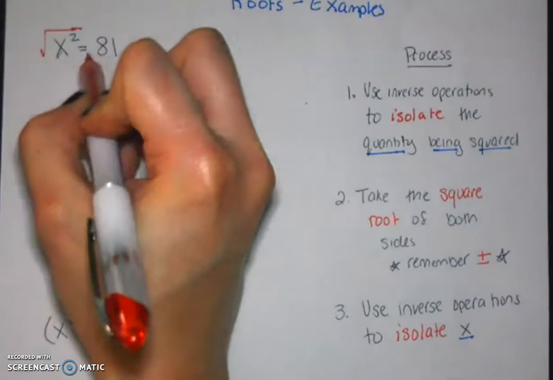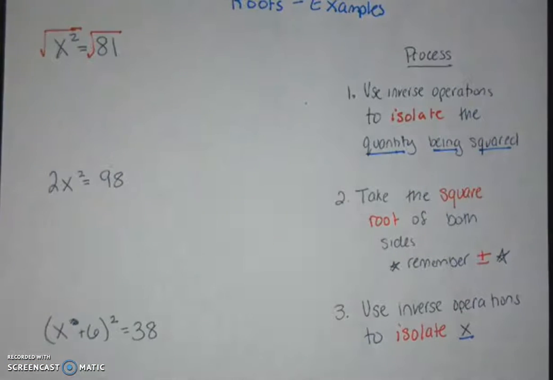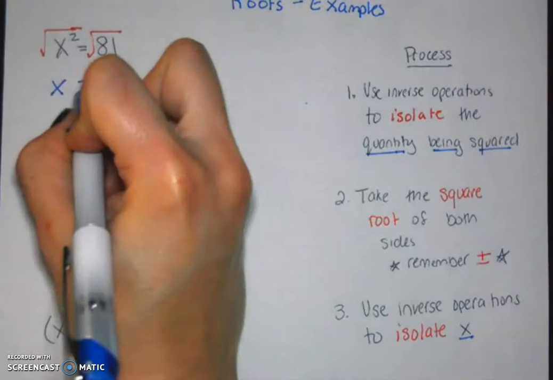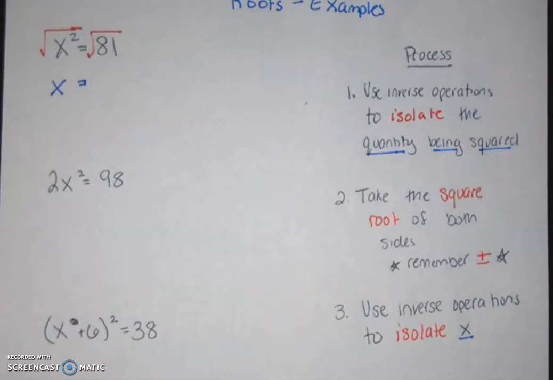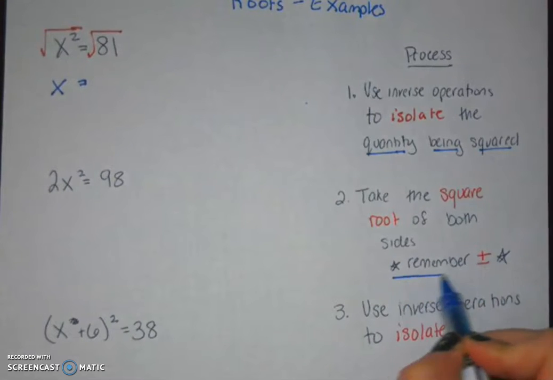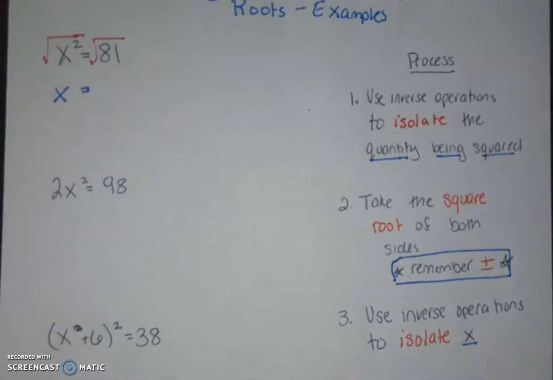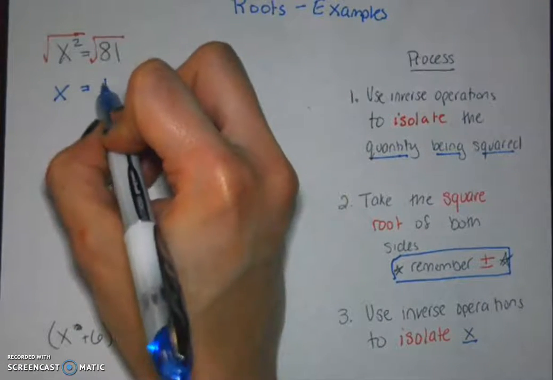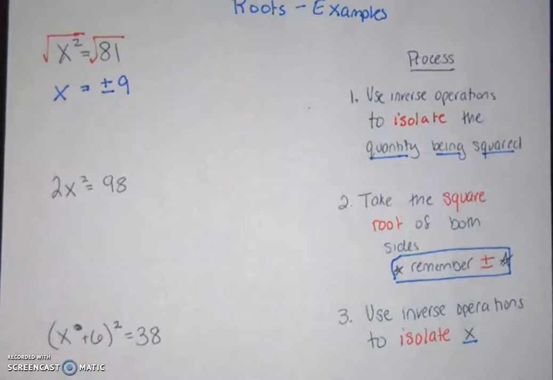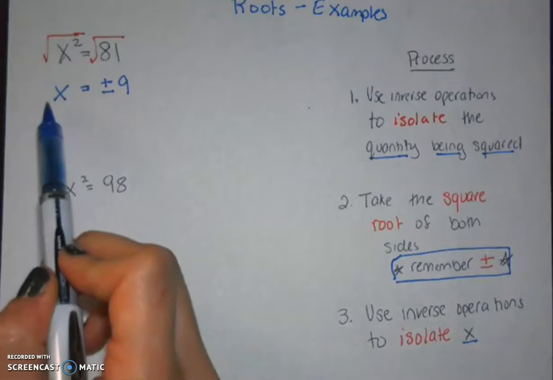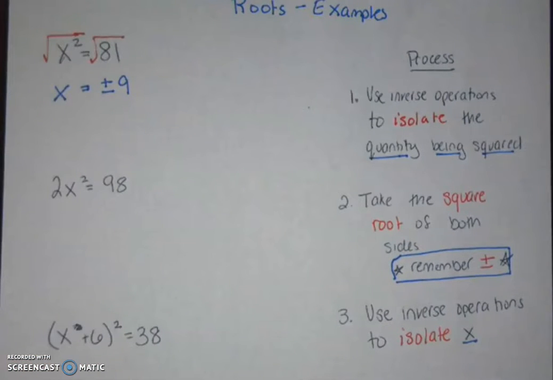When I take the square root of both sides, we know that the square root of x squared is just x. And then the square root of 81, we can calculate is 9. But I do need to remember my plus or minus sign. So there are two numbers that multiply to give us 81. We could have positive 9 or negative 9. And then you might need to do inverse operations to get x by itself. Because x is already by itself, we're done.